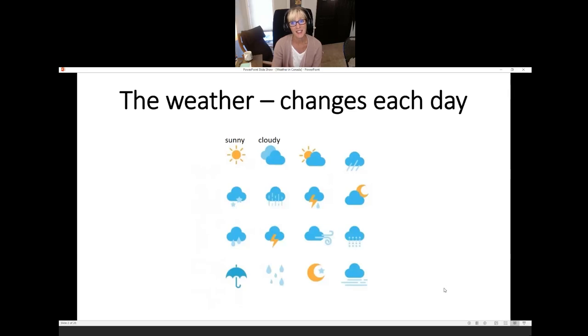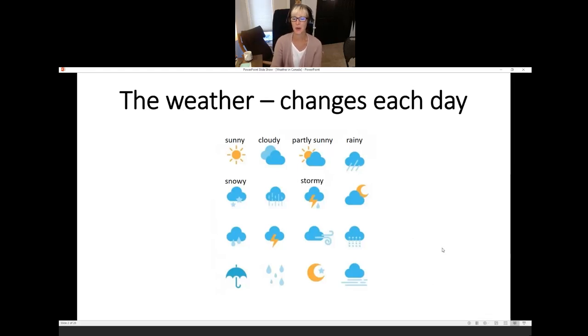Cloudy. Today there are a lot of clouds with a little sun. Partly sunny. Partly sunny means so-so. There's some sun and there's some clouds. Rainy. Last week it was really rainy. Snowy. We have many snowy days in the winter.